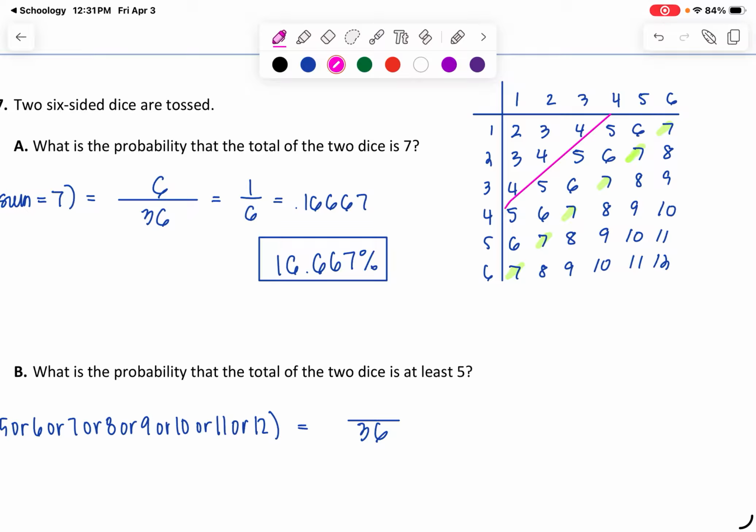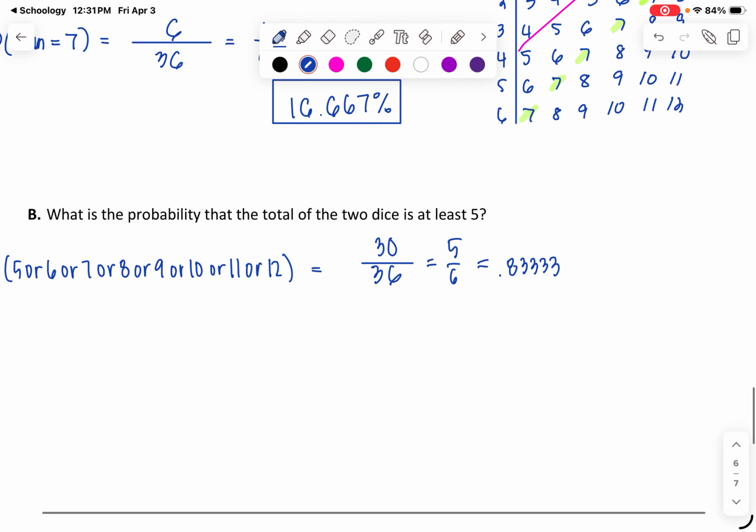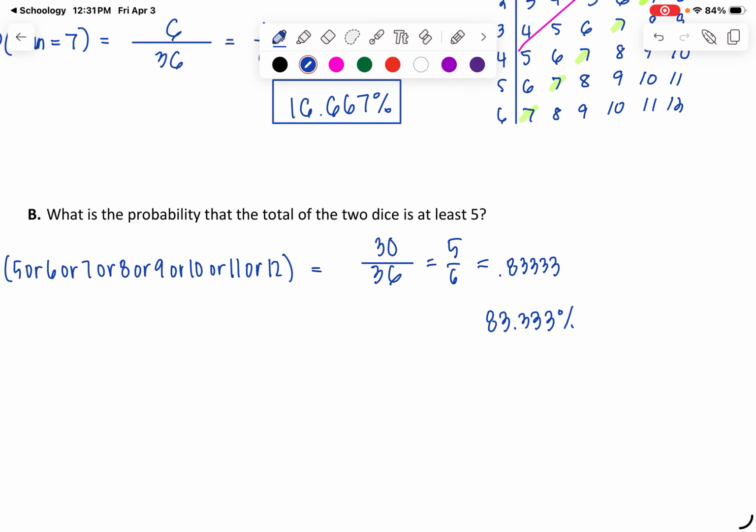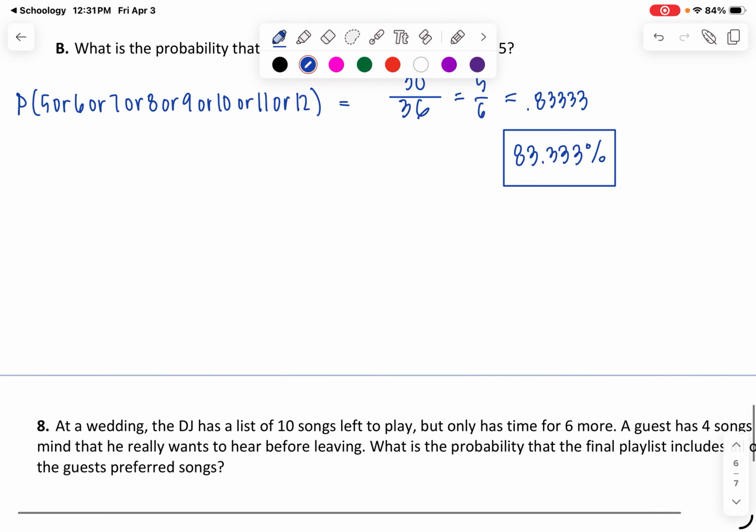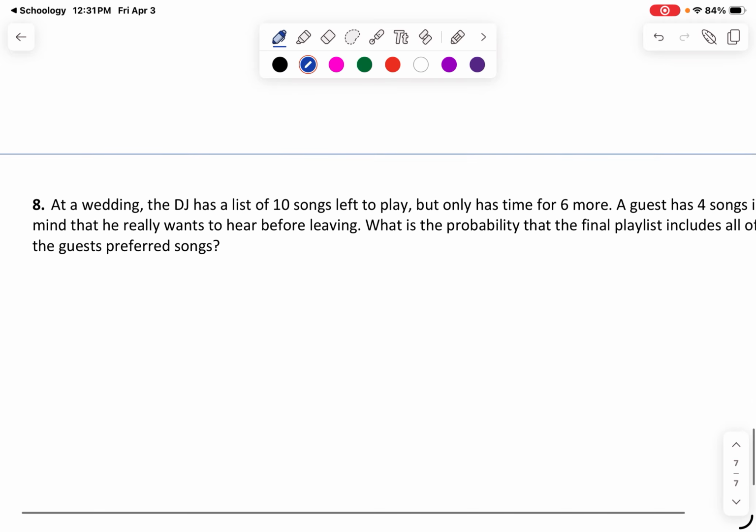So it's 1, 2, 3, 4, 5, 6. There's 6 that are not, so 36 minus 6 is 30 that are, which is 5 out of 6, which is equal to 0.83333. So 83.333%. Sorry if I mumbled through that one, but I feel like these are way easier than the hard hands.